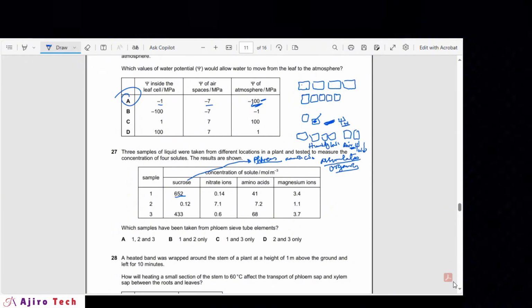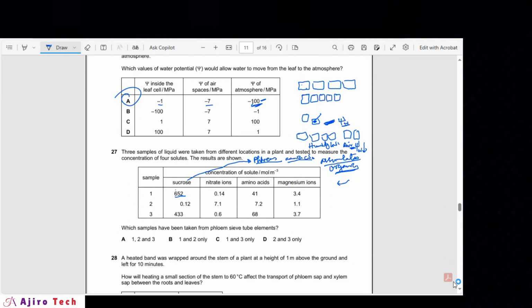However, we know that xylem transports water and mineral ions, but some mineral ions can move from xylem into phloem. So it's not strange to have mineral ions like nitrate ions and magnesium ions in phloem. The one that actually shows us it's truly phloem is where we have a higher concentration of the two major substances transported by phloem, which are amino acids and sucrose.